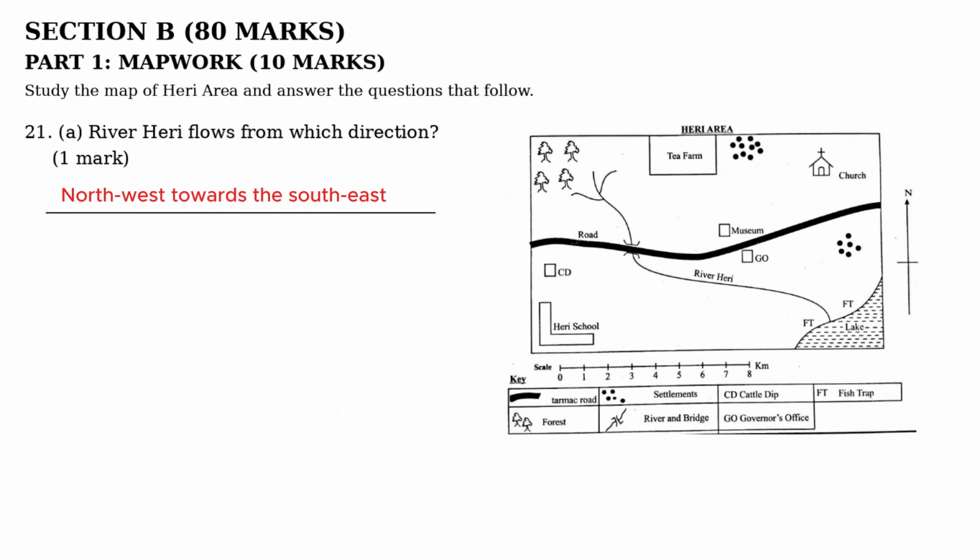And to help you remember that, you should always remember this. To help you remember about rivers, a river flows from its source towards its mouth. So a river will flow from the source to the mouth. In this case, the river is flowing from the source and on to the mouth, which is the lake.